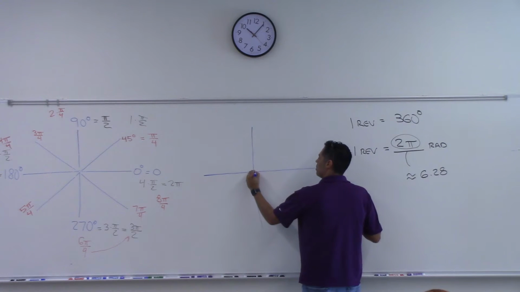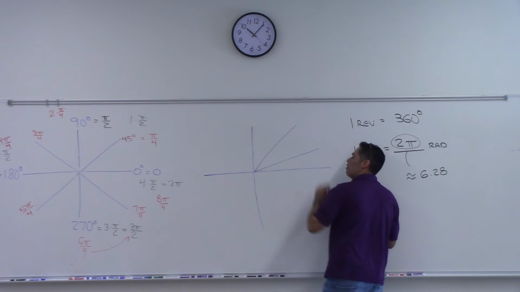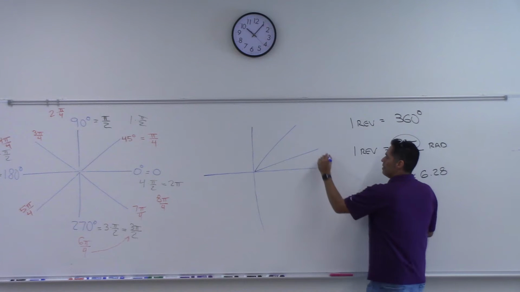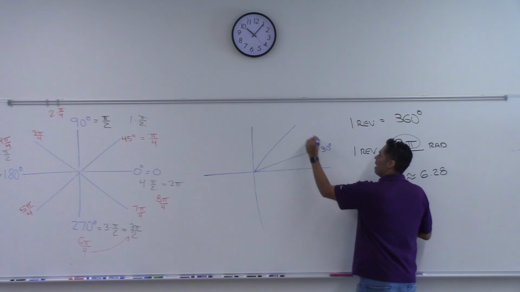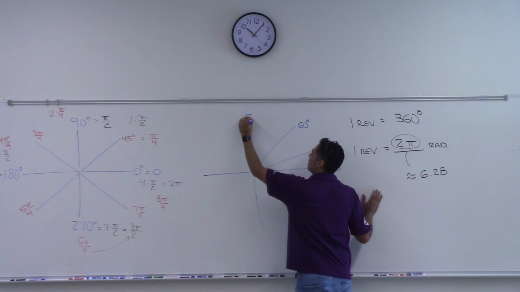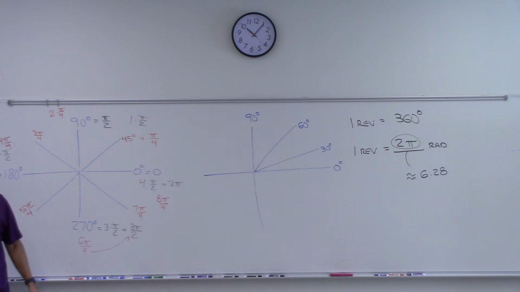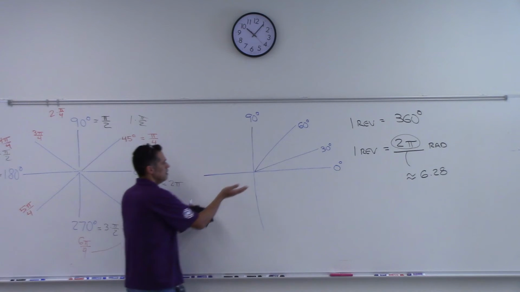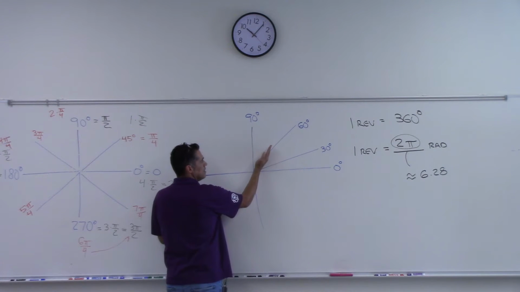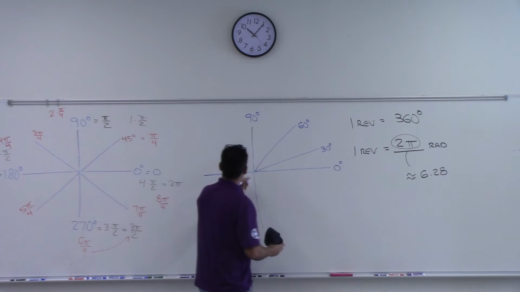Here are the others. What if I cut this first quadrant into 3 equal pieces? This would be 30 degrees, and this would be 60 degrees, this would be 0 degrees, and this would be 90 degrees. Do y'all agree with that? 30, double that, you get 60, triple that, you get 90, and then you keep going around, right? Let's go ahead and finish.